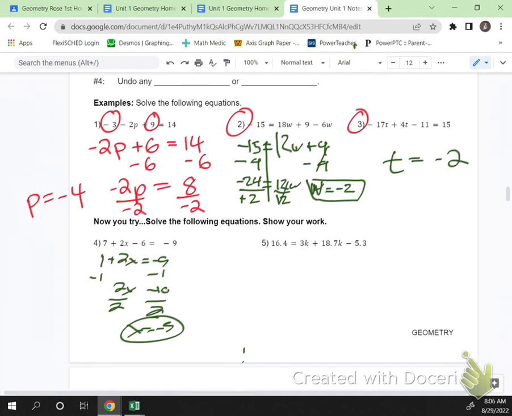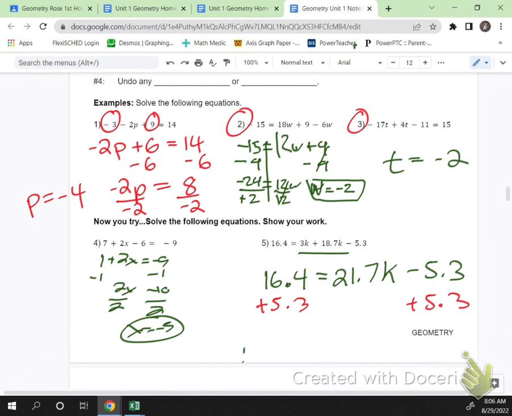Combine like terms. First, you're going to combine these k's. You get 16.4 equals 21.7k minus 5.3. Then we're going to add 5.3 to both sides, which works out because that ends up being 21.7. This is 21.7k. We're going to divide both sides by 21.7. Oh my goodness, k equals 1. Give me a thumbs up if you got that. Some of us maybe panic because decimals. How dare we do decimals?